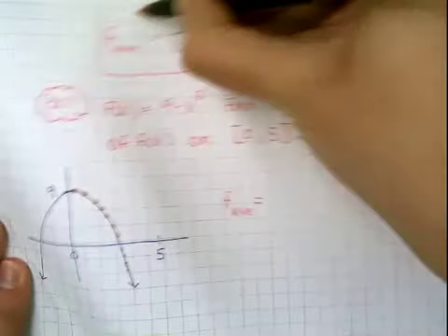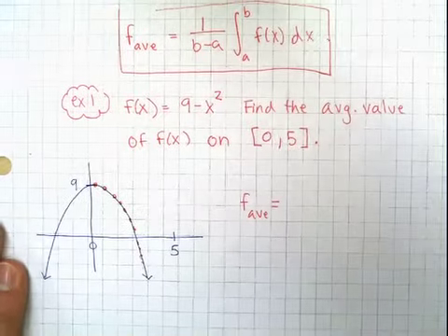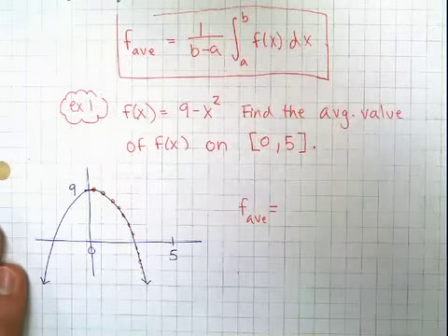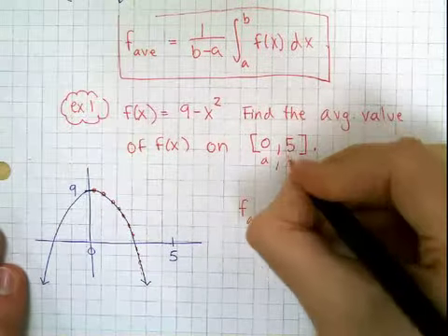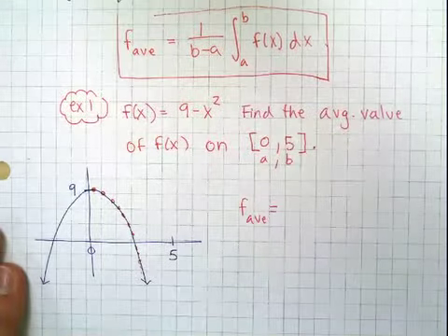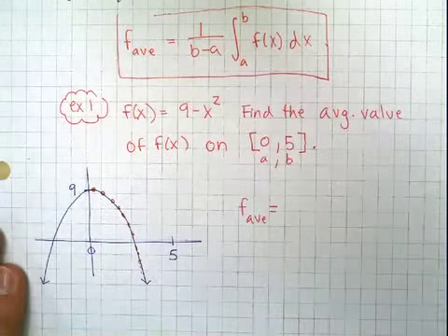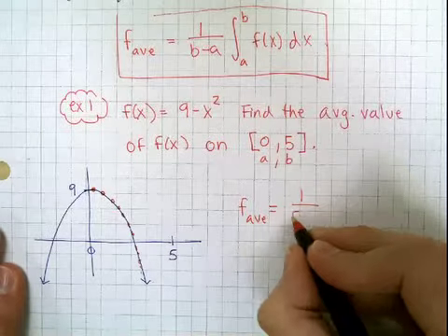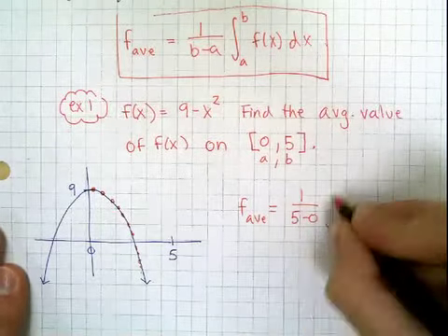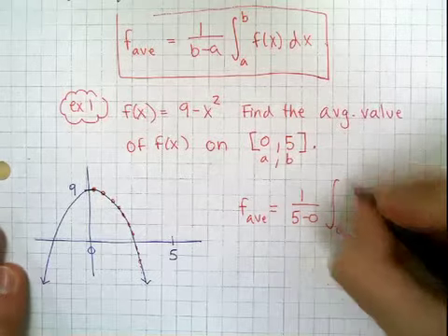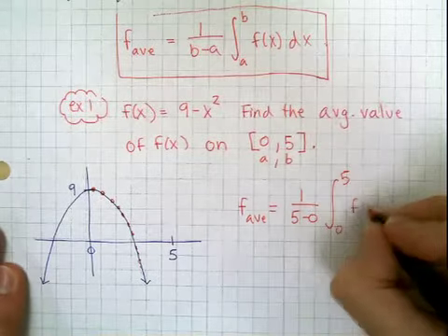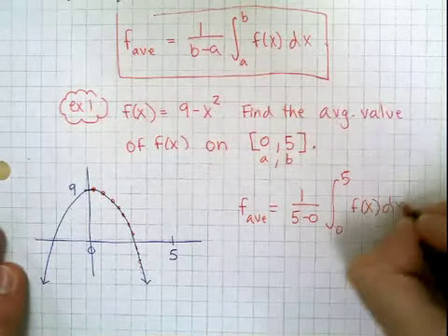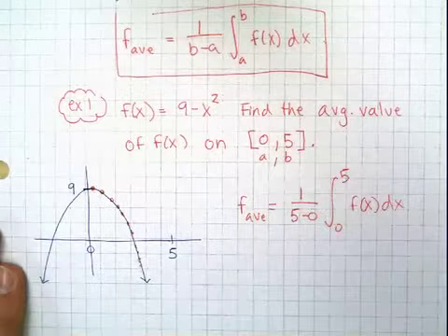This is what we got to remember. The average formula says from a to b. 0 to 5 is your a and b. So if I have to do 1 divided by b minus a, it's going to be 1 divided by 5 minus 0. Integral a to b, integral 0 to 5 of f of x dx. And that's what I'm going to use to solve.